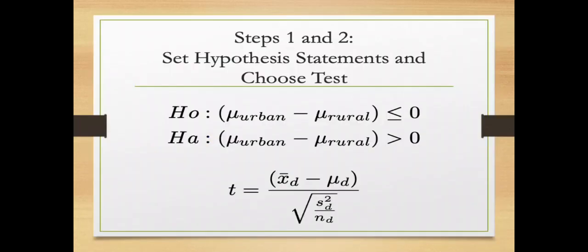In step 1, we need to identify our hypothesis statements. Note that I've explicitly specified the ordering of my subtraction in these hypothesis statements. This is a particularly good practice to get into when working with a one-directional hypothesis test, given that the order of subtraction is critical for proper application of the inequality signs within these hypothesis statements. Step number 2, we choose our test, and the test is a dependent samples t-test. It's a dependent samples test because it's a matched groups design. We're matching participants in pairs based on age and sex.